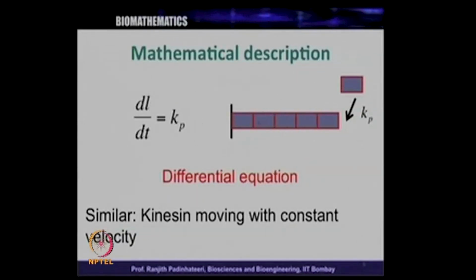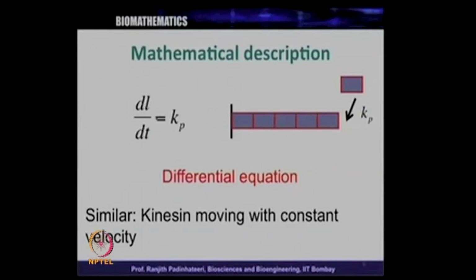The mathematical description of this phenomenon of polymerization with a rate Kp can be described using this equation, which is dl by dt equal to Kp. That means the change in length with time is Kp. Such equations are called differential equations. As we see, the more the Kp, the more the change in length will be. Because Kp and dl are directly proportional, if you increase Kp, the change in length will increase even if you keep dt constant.